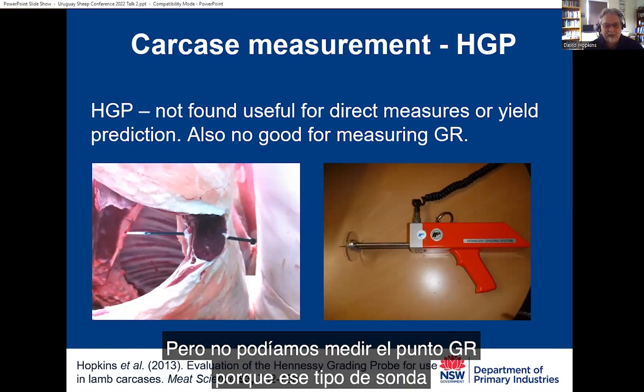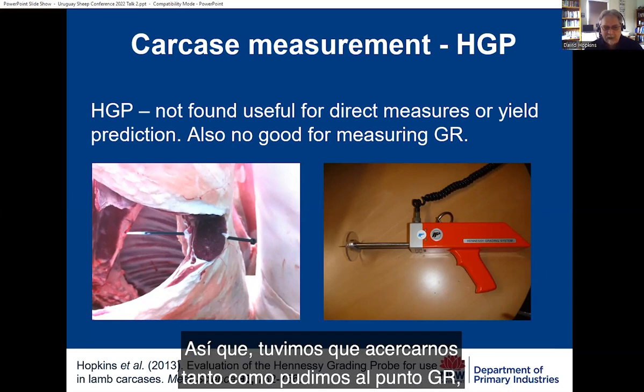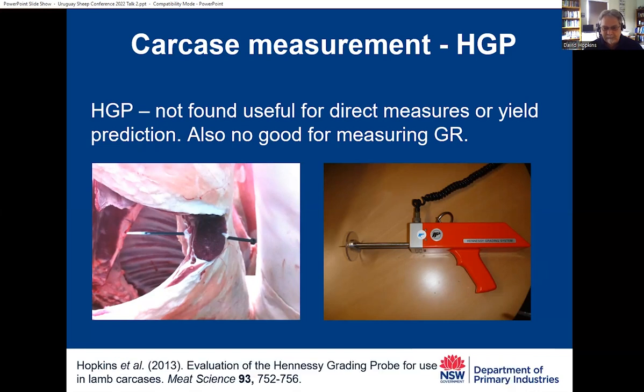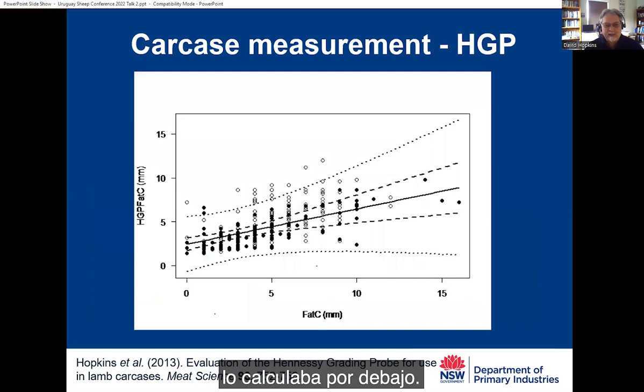But of course, we couldn't measure GR because of the type of probe that it is. It's got to penetrate something. It can't hit a bone. So we had to go as close to the GR site as we could, but between the ribs. And we just found that essentially when we looked at the data using this probe, that it just underestimated. And you can see it from this graph.